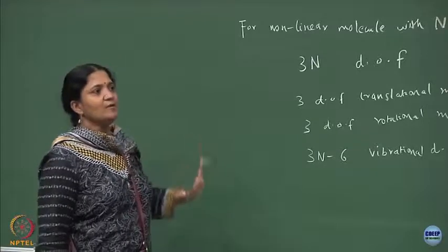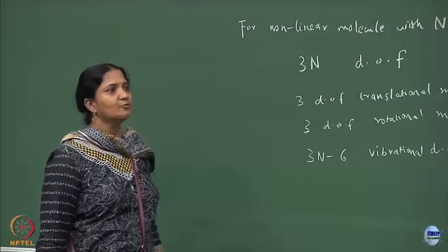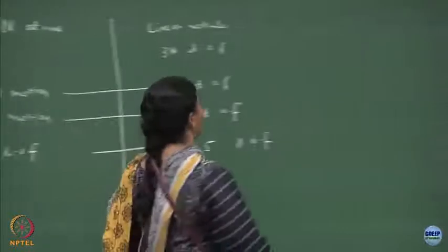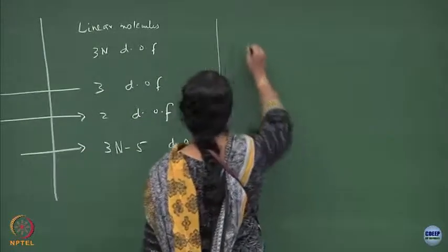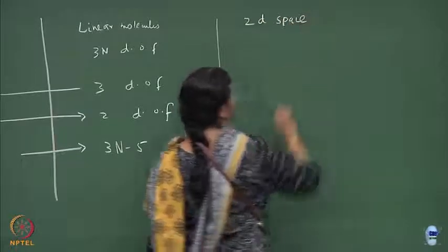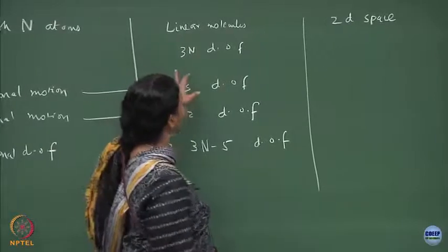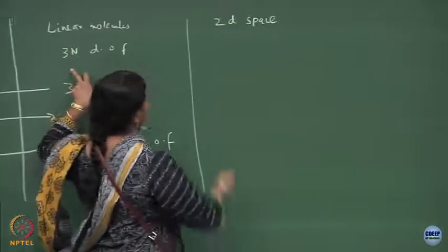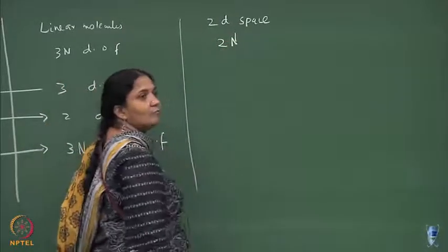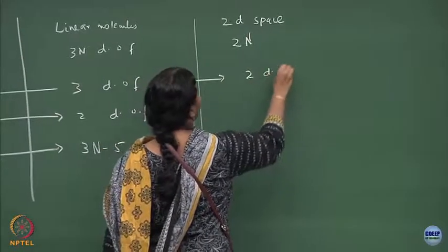Suppose I tell you that, in a hypothetical situation, you are going to move only in a 2-dimensional plane, then what happens? Suppose I say that 2D space is where you can move around. Then what modifications will happen? 3n will become 2n and so on. Translational degrees of freedom will become 2 degrees of freedom.